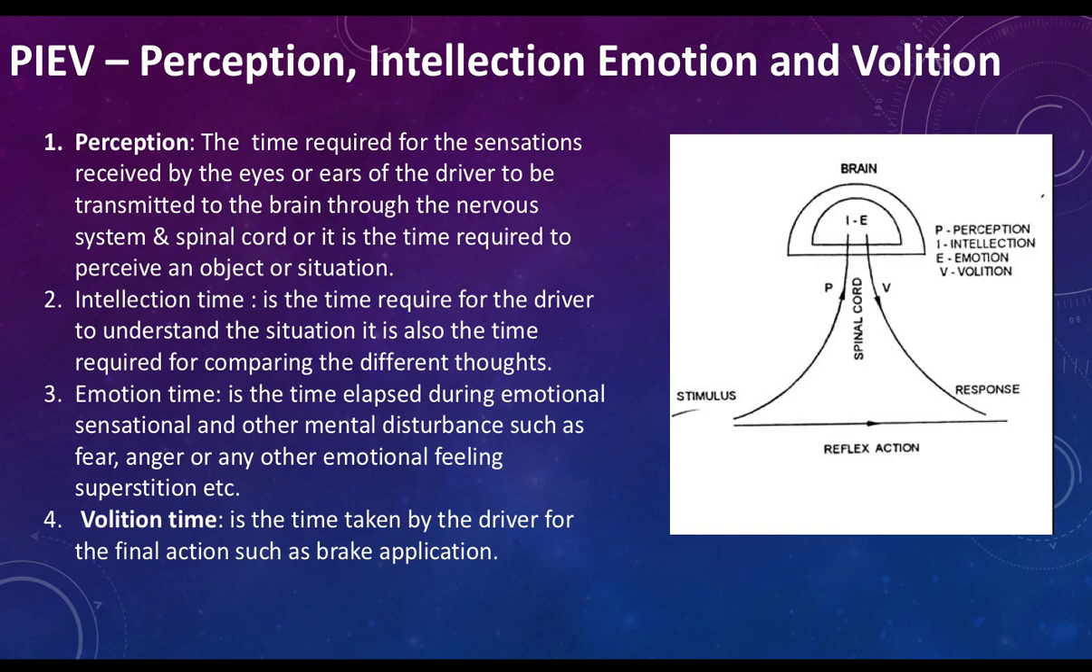Then comes emotion time. There's again fear or anger. Some people are afraid of what will happen to them if the truck collides. Some people are angry at the truck driver for how the hell he is driving. All these emotions also take some time in your brain. Then volition time. This is the time taken by the driver to finally get into action, that is to apply brakes. So perception, intellection, then emotion, then volition. This is the time taken for doing a specific action.